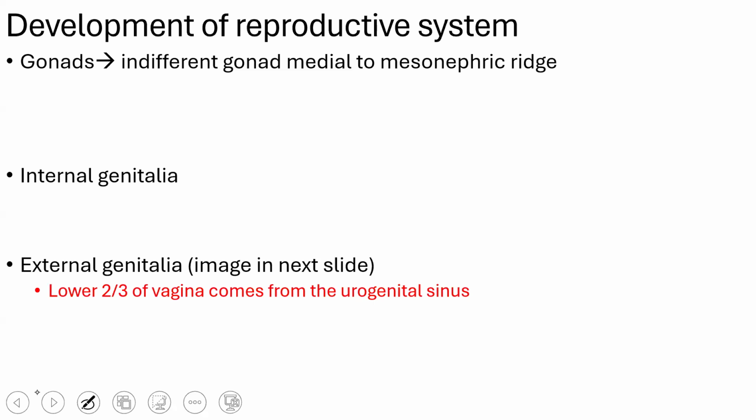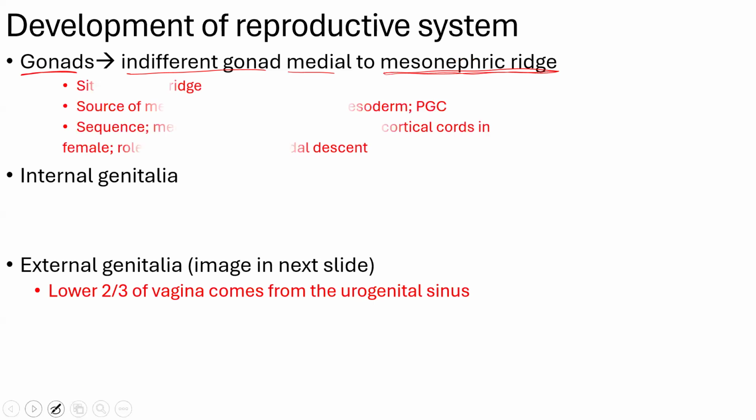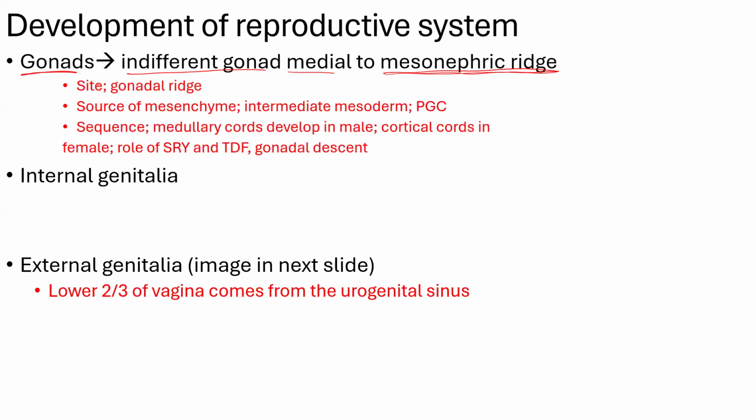Now, let's see how these things come to be. The indifferent gonad lies medial to the mesonephric ridge. This mesonephric ridge is the one which gives rise to the mesonephros. What is the site of development of the gonads? They arise from the gonadal ridge. What is the source of mesenchyme?